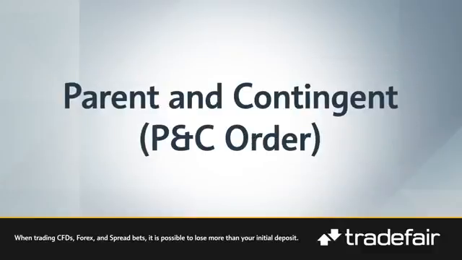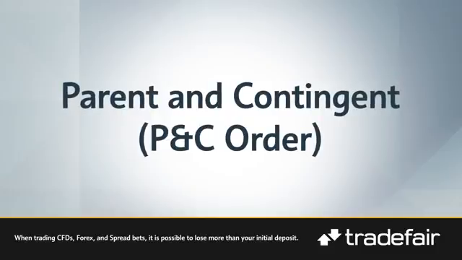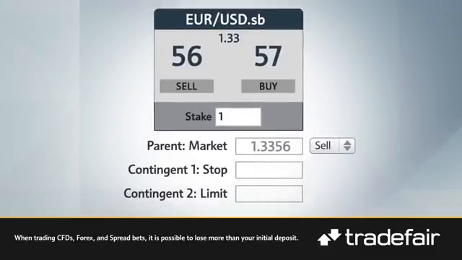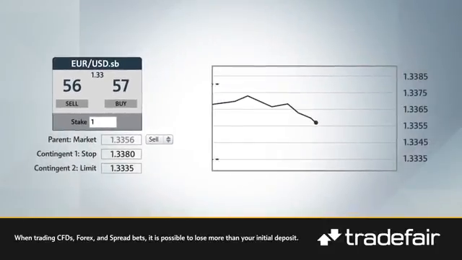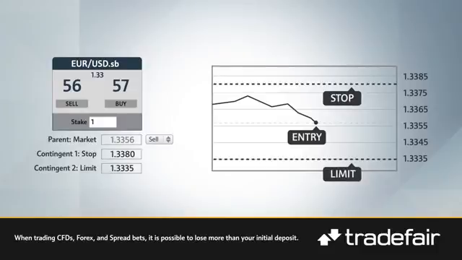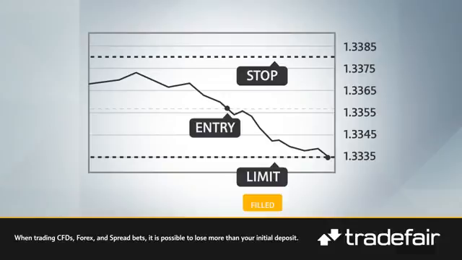A P&C order, or parent and contingent order, allows you to set up an entire trade strategy, including stops and limits, in just one step. P&C orders are set to OCO, one cancels the other, as default. So if your stop or limit is hit, the other is also automatically cancelled.